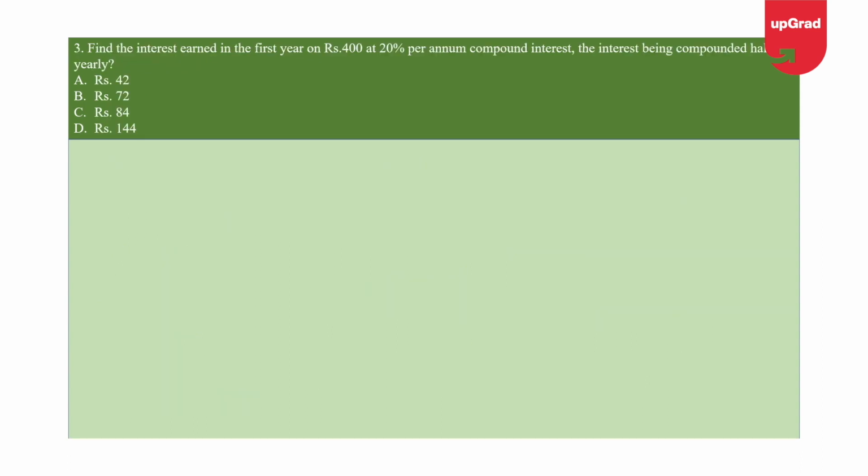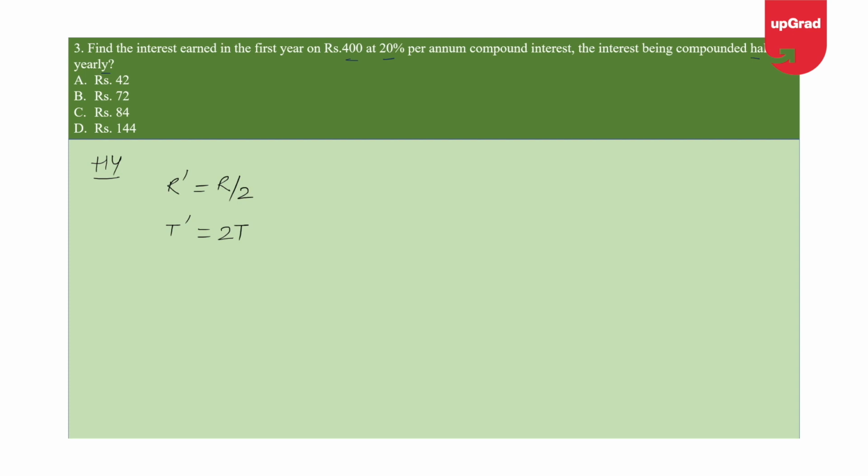Find the interest earned in the first year on rupees 4,000 at 20% per annum compound interest, the interest being calculated or compounded half yearly. Now this is different over here. So what happens here? The calculation will be half yearly. So if you remember, what will be the impact? Half yearly will make my rate of interest as half and will make my time as double.